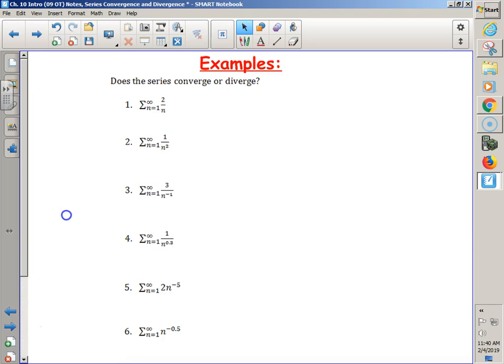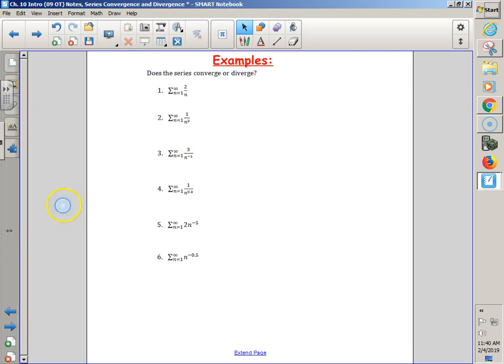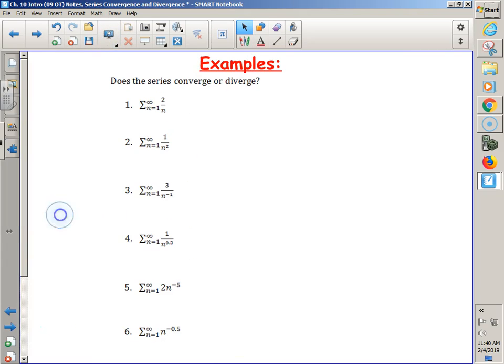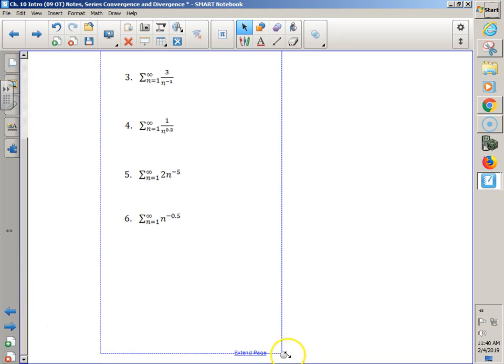Let's play. Ready? What can we say about the beginning? Oh, I don't want that. Can you guys read it? Is it too small? Maybe for a couple. 2 over n.